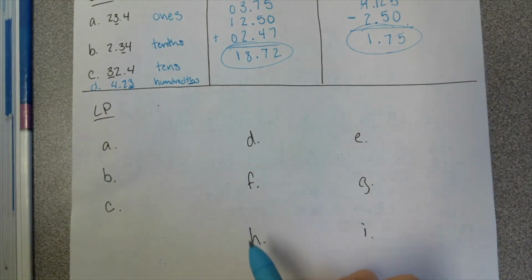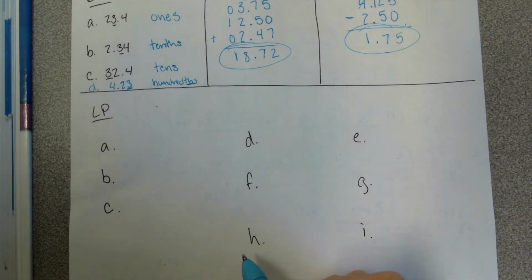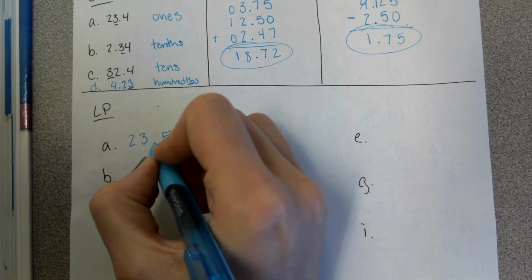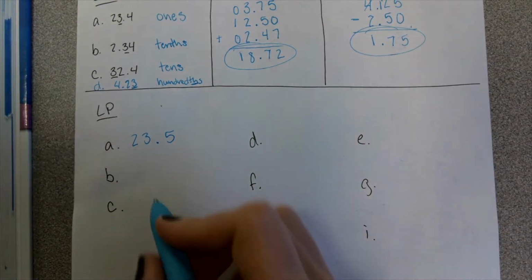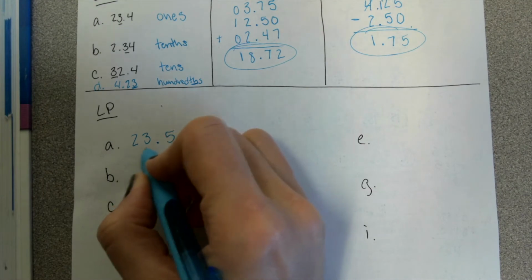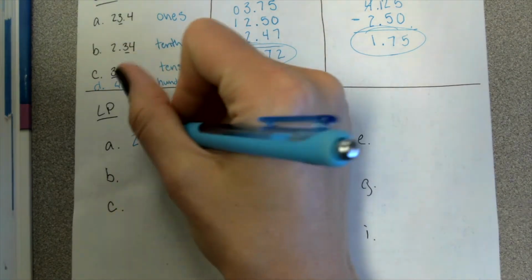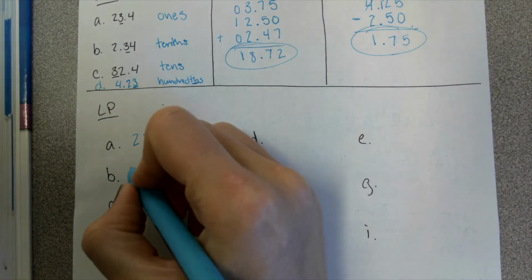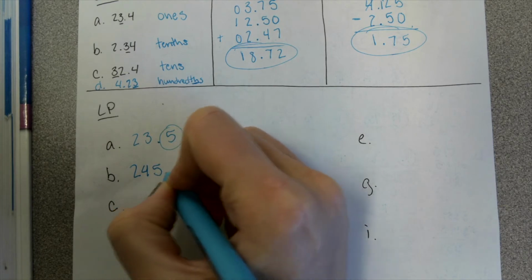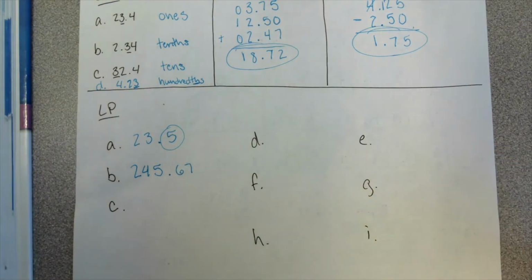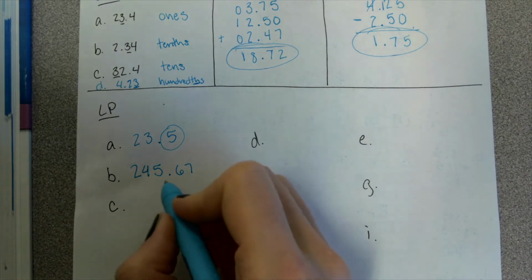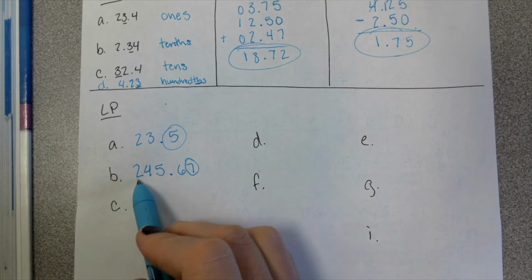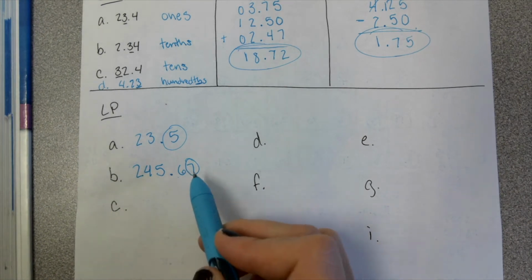Lesson practice A says, which digit in 23 and 5/10 is in the tenths place? Let's go ahead and circle it. Ones, tens. So tenths is the first one after the decimal point. It's the 5 here. B says 245 and 67 hundredths. Notice the TH, hundredths. So after the decimal point, tenths, hundredths. Hundreds would be here. Hundredths with a TH at the end is the 7.